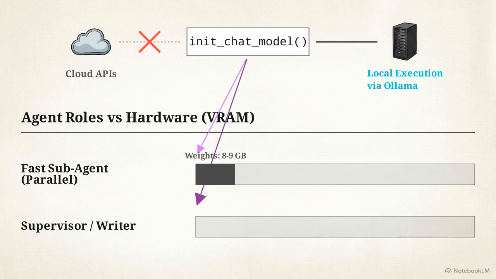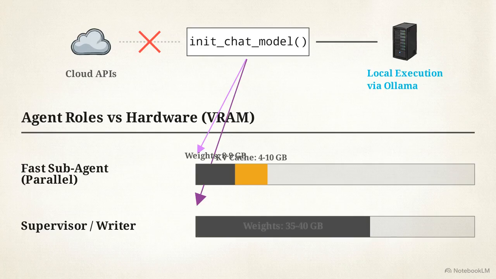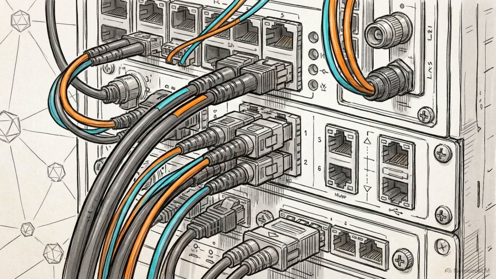The smaller instruction-tuned models powering the parallel subagents require roughly 8 to 9 gigabytes of VRAM just to hold their mathematical weights. However, because the supervisor spawns multiple agents simultaneously, the local inference server must also maintain a massive 4 to 10 gigabyte KV cache to hold multiple overlapping contexts in memory at once. Compare that to the supervisor and writer roles. To handle long context synthesis and strategic planning, these heavy models demand 35 to 40 gigabytes of VRAM.